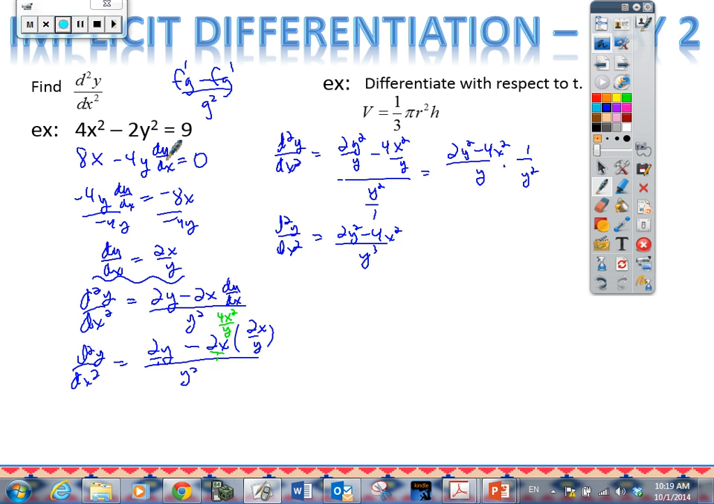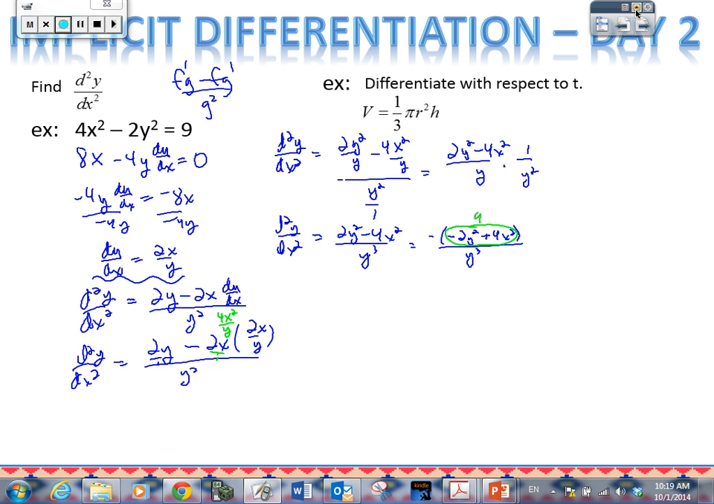So I'll show you the formal steps. I would factor out a negative. So this, a negative, and then that would be negative 2y squared plus 4x squared. And then what is this guy going to turn into? It's going to turn into 9. Isn't that so awesome? It's like magic. It's beautiful. So my actual derivative is negative 9 over y cubed.